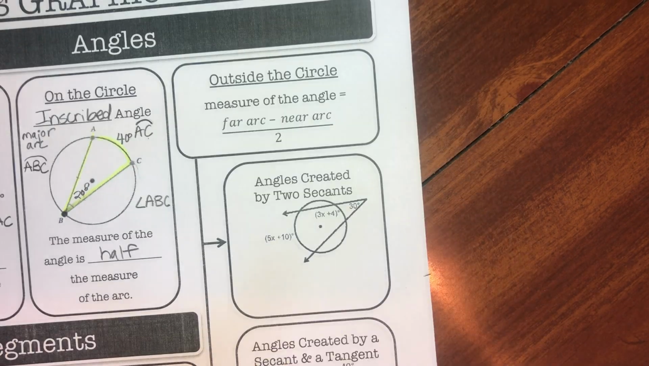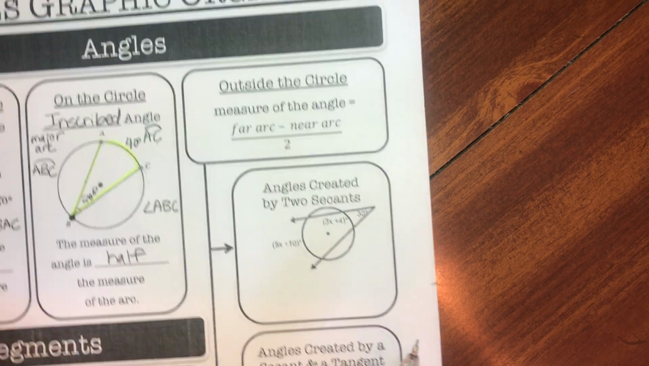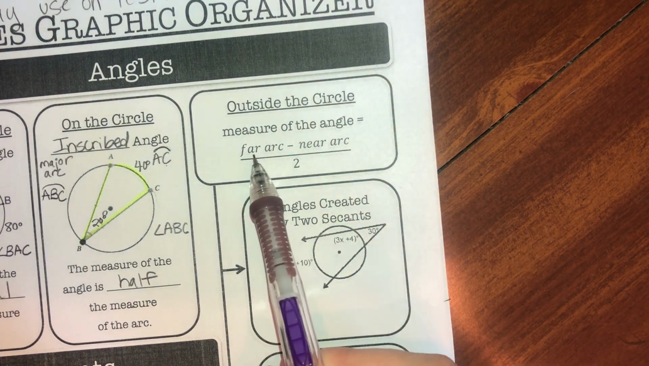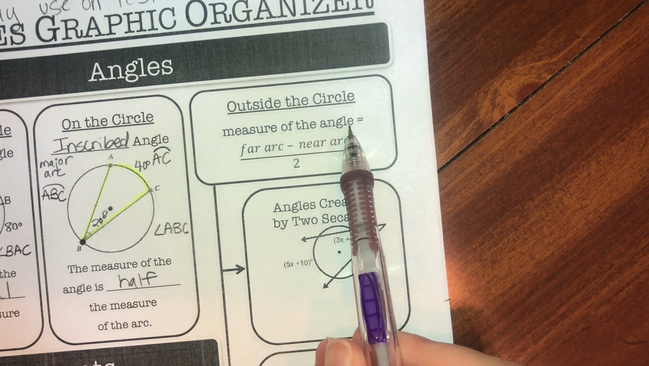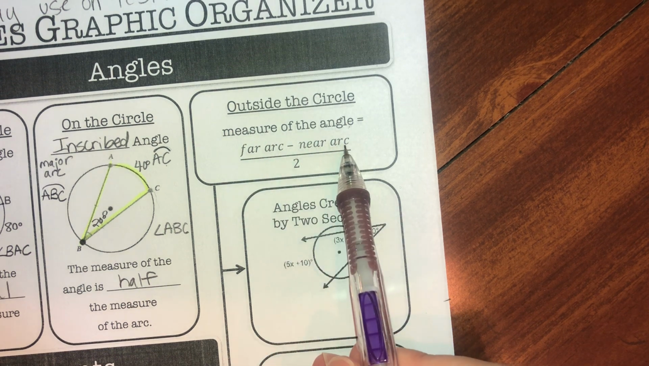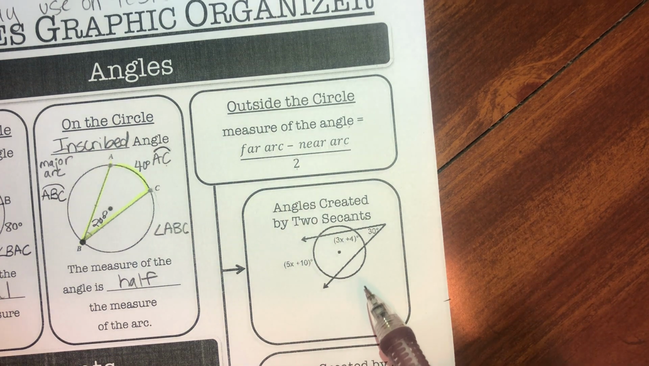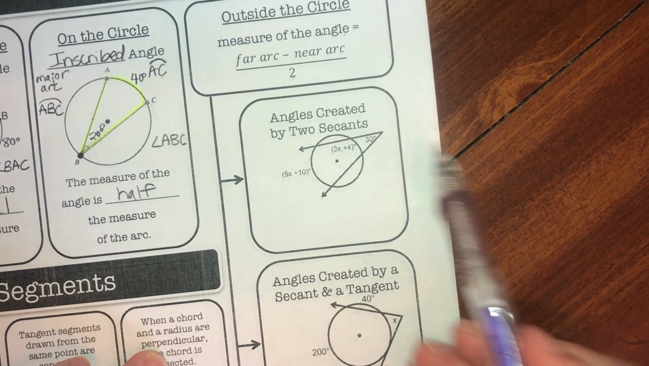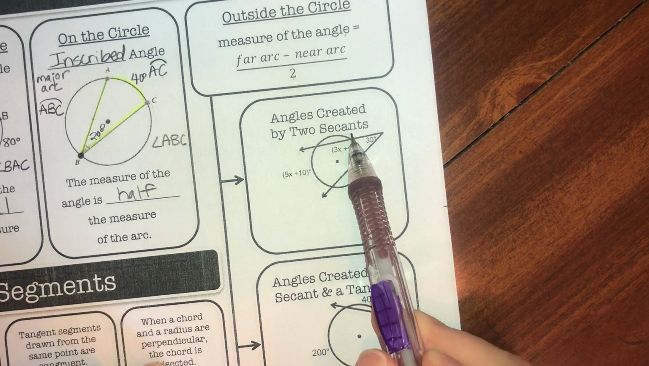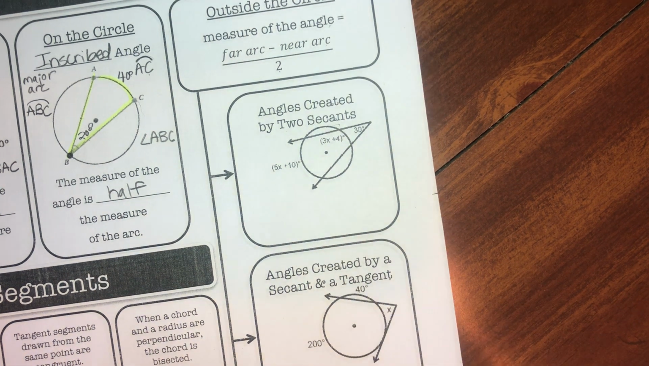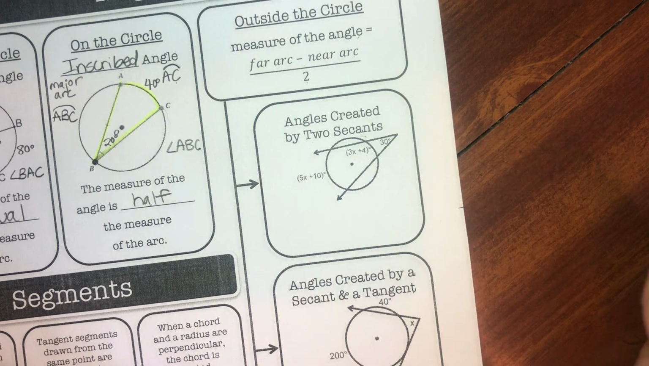Then on a different day, we talked about the angles that are on the outside of the circle. For any of these angles, you use this formula: the measure of the angle equals the far arc minus the near arc, divided by 2. There are three different types that we talked about: the one created by two secants, the one created by a secant and a tangent, and the one created by two tangents. They all use that same formula though.